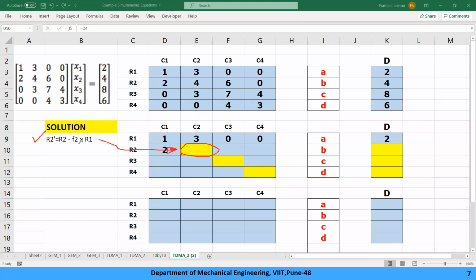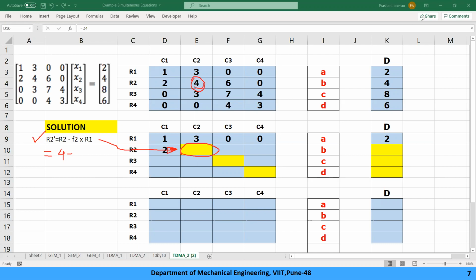Same formula use करने वाले. Okay, now see what is R2, old term. यहाँ पे old क्या value है? 4. चलो 4 ले लेते, old value minus F2. F2 क्या रहता है? F2 is a factor, multiplying factor, which is nothing but equal to, at the numerator we have a term which we'd like to make 0, divided by the corresponding pivot element. ये बहुत बार किया है हमने.